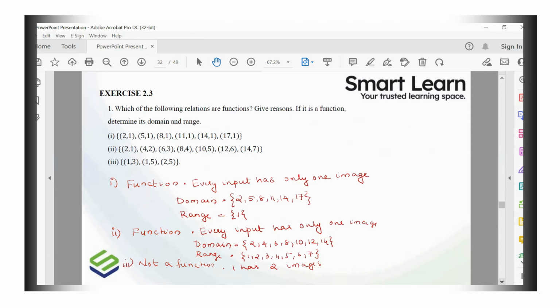next is exercise 2.3. Look children, here, is it a function or not, determine its domain and range. Look at the first one, 2, 1, 5, 1, 8, 1. So 8, 11, 14, all the output is 1. That means everyone has an input. So it is a function. But look at the third one, 1, 3, 1, 5. That means this one has two outputs, 3 and 5. So that is not a function because it has two images.